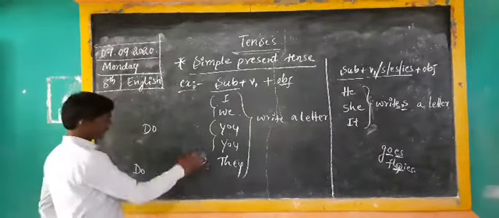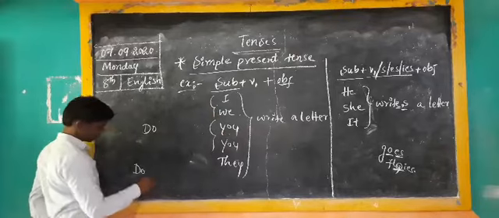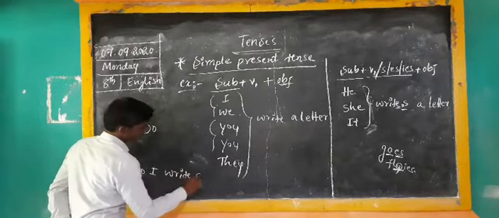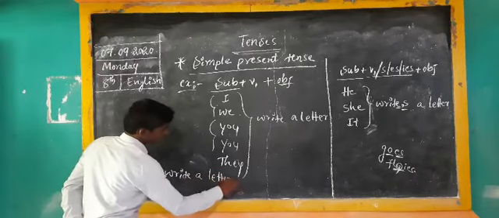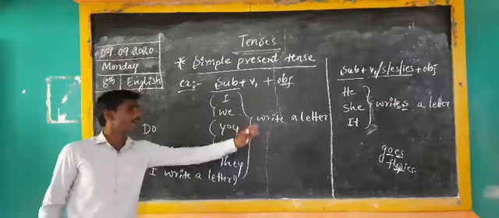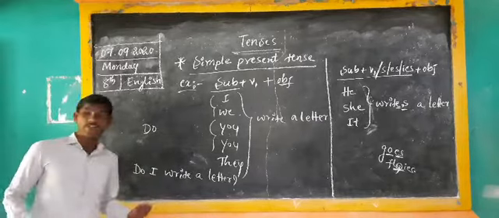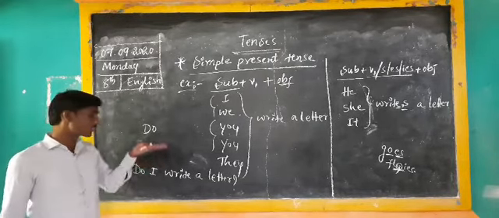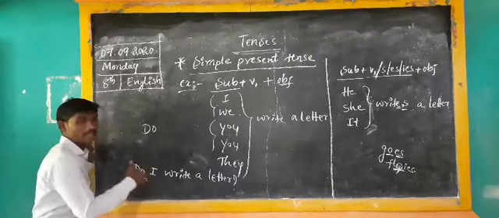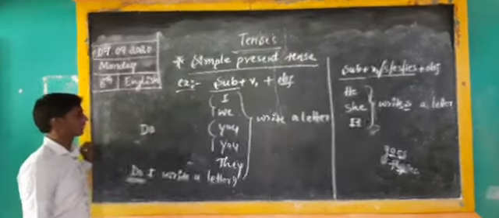You should write again like this: Do I write a letter? Put the question mark. Here it is a simple statement: I write a letter. It is an answer. But how can we turn an answer into a question sentence? You should use only do in front of that statement. At that time it is considered a question statement.